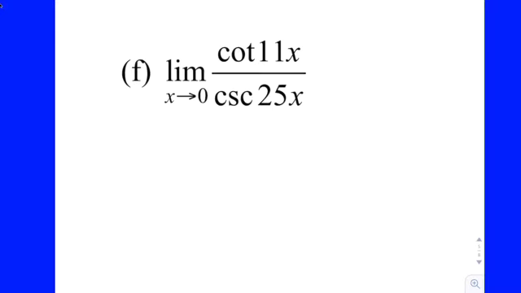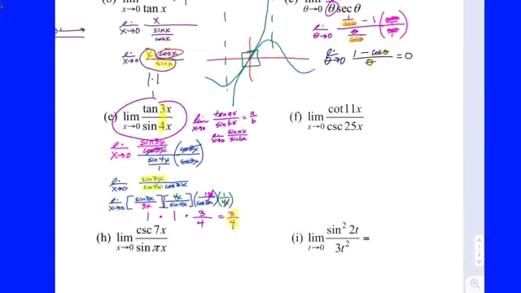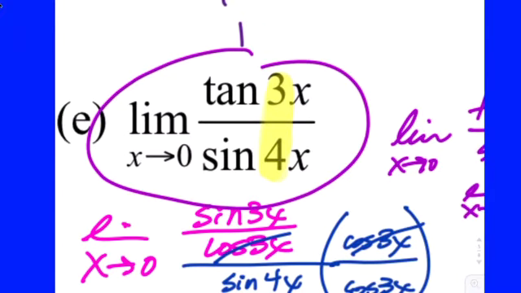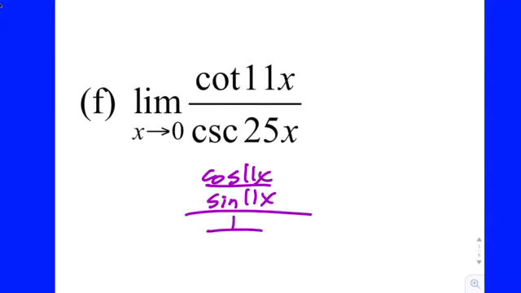Okay. So there's a couple ways to do this. First of all, we could do very similarly to what we did here. We put it in terms of sine and cosine. You could do that here. You can call cotangent cosine of 11x over sine of 11x, and then cosecant would be 1 over sine of 25x, and then you can flip, and then you can isolate them in their own limits, create what you need, and it'll work, okay?